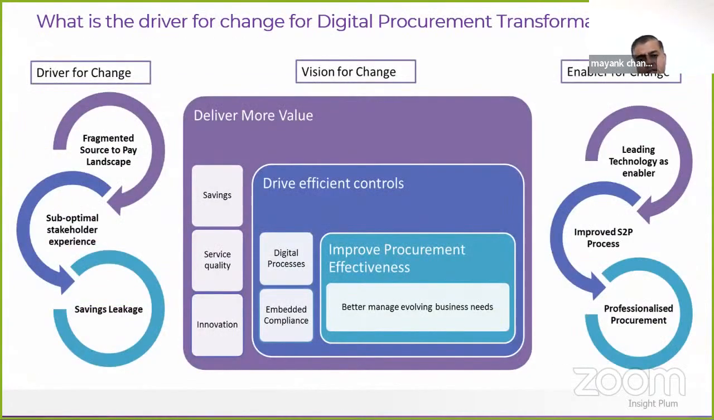Now, what are the drivers for change in digital procurement transformation? You could have fragmented source to pay processes, you could have a suboptimal current experience, you could have savings leakage. There could be many factors. Effectively, you're looking for a new solution that drives more savings, service quality, and innovation, and drives more efficient controls. So you can have embedded compliance in your processes, they're digital, they're more transparent, and it makes the procurement team more effective to respond to evolving business needs. So you're looking at technology to really be an enabler to improve your process and to give you a more professionalized outlook as a procurement team.